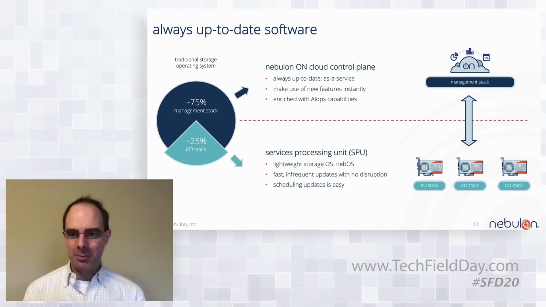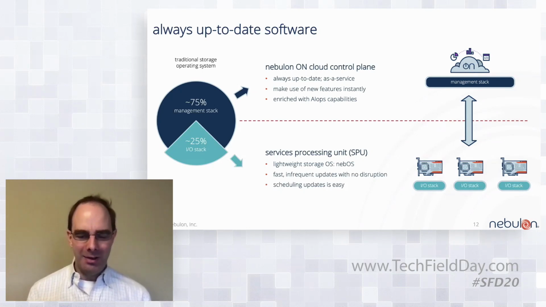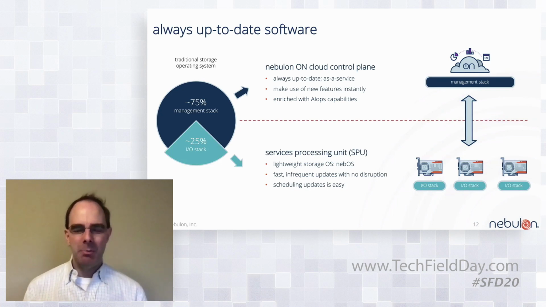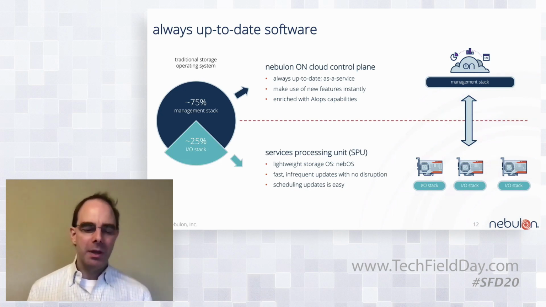Now, Josh talked about Nebulon ON and how it connects, how it tells the SPUs what to do. To reiterate what it is, it's the connective tissue between all the hardware that the customers bought and their back-end administrative processes for IT. It provides monitoring and administration functions. Obvious question is, why did we build it in the cloud?